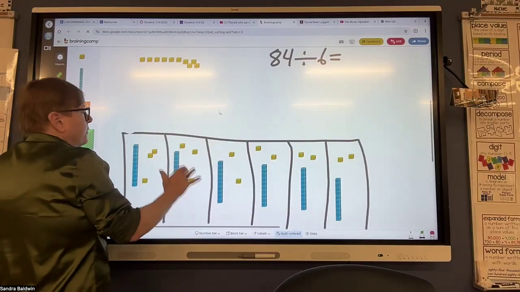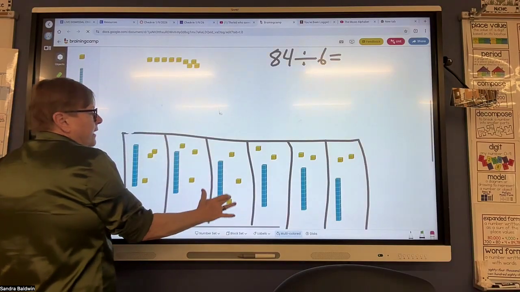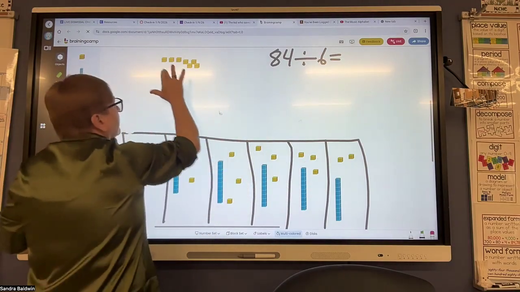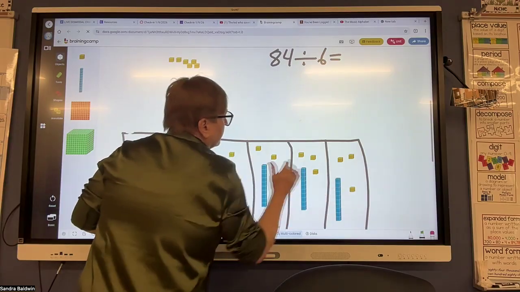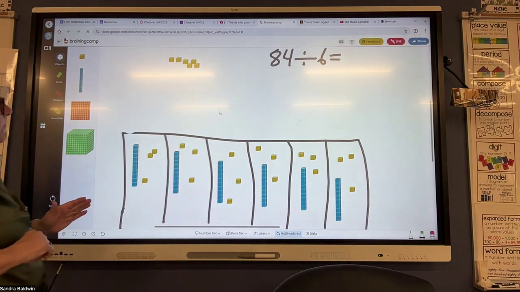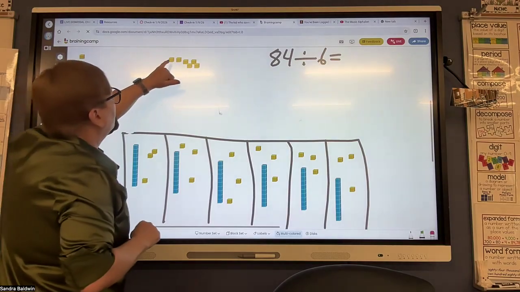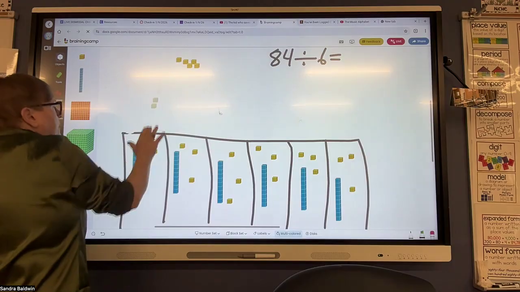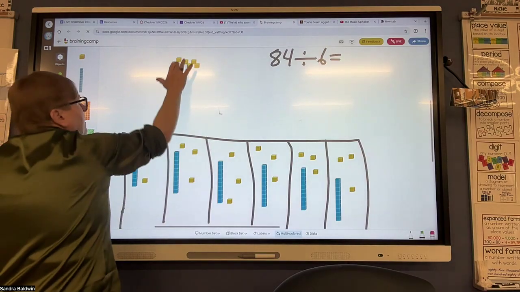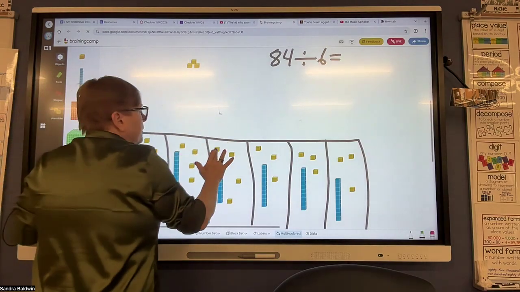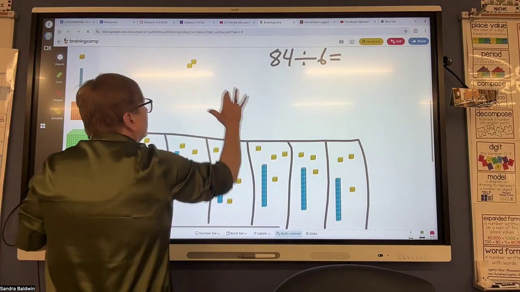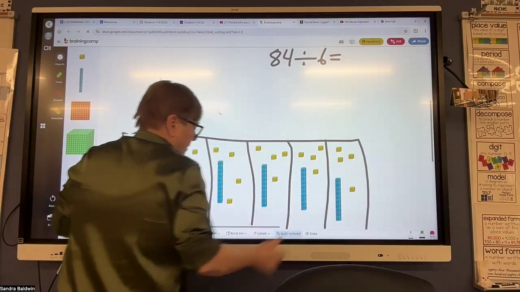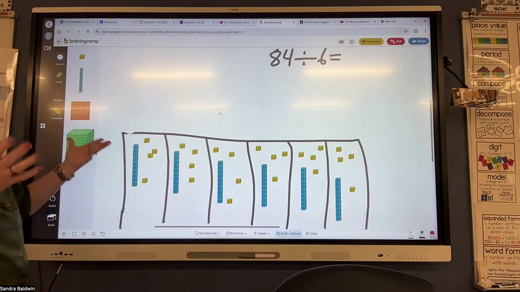1, 2, 3, 4, 5, 6. Now I've got to see if I've got enough for everybody to get another one. 1, 2, 3, 4, 5, 6. I do. 1, 2, 3, 4, 5, 6. So in this case, I don't get to keep any.